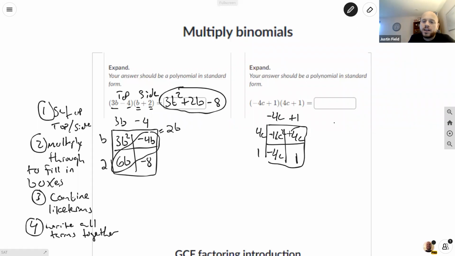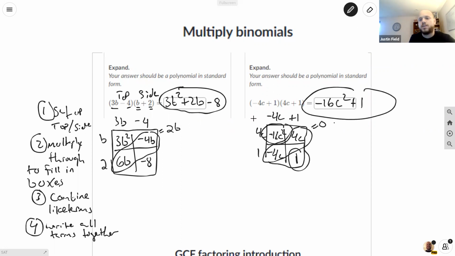And notice again, the like terms end up being on that diagonal. But this time, -4c plus 4c is 0. So my final answer is just these 2 boxes. So that first box, it's hard to read now, but it was -16c squared. And so now plus 1. So that's our final answer.